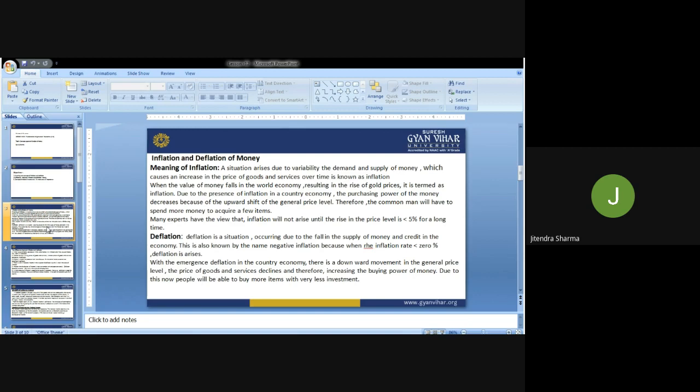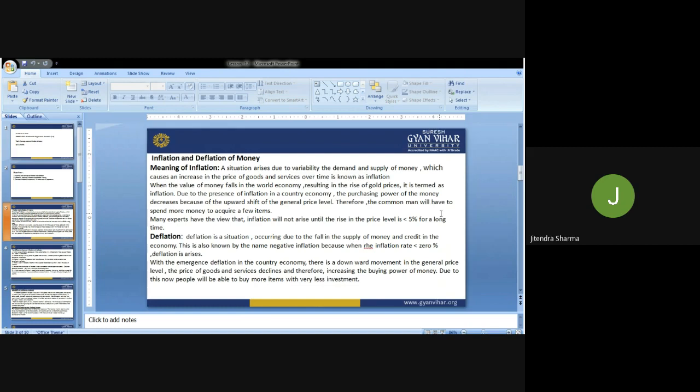It arises because of so many reasons. The situation arises due to the variability of the demand and supply of money, which causes an increase in the price of goods and services. It means the variability in demand and supply of money, which causes an increase in the price of goods and services over a period of time, is what we call inflation.